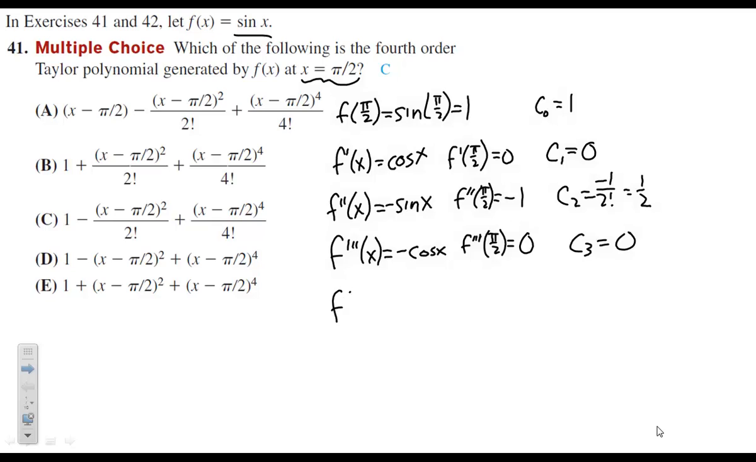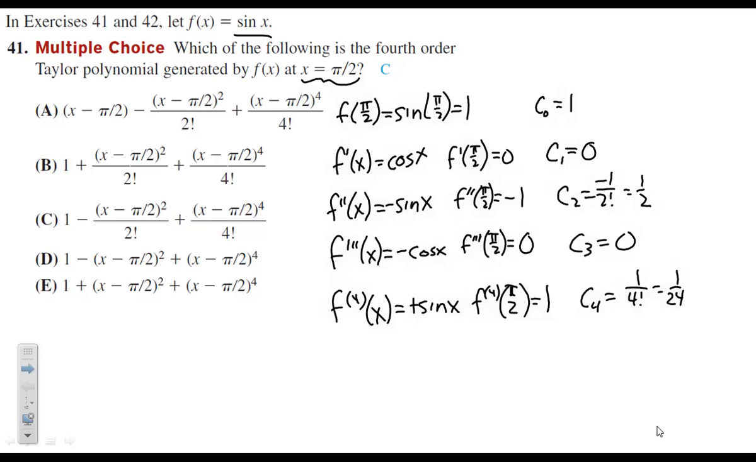And then lastly, what about the fourth derivative, which leads us to the fourth coefficient? That's going to be negative sine of x. The value of the fourth derivative at our center is going to be positive sine. It's going to be positive 1. So C4 is going to be 1 divided by 4 factorial, or 1 divided by 24.